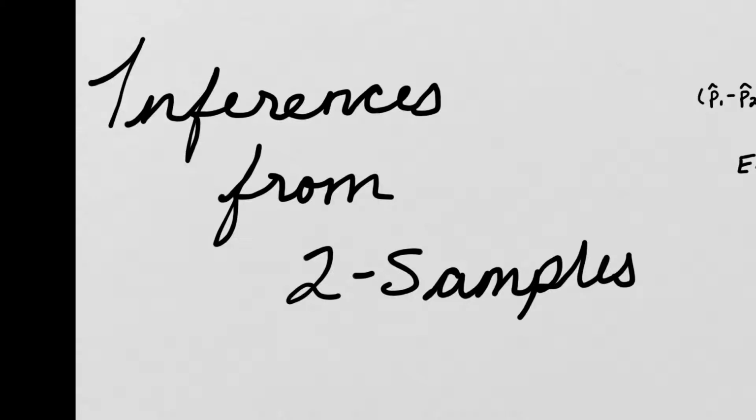In previous chapters, we talked about making inferences about a population parameter based off a sample. This idea of inferencing two samples is very, very similar. The only change we're making is now we're taking two samples from the same population and we're comparing those samples.